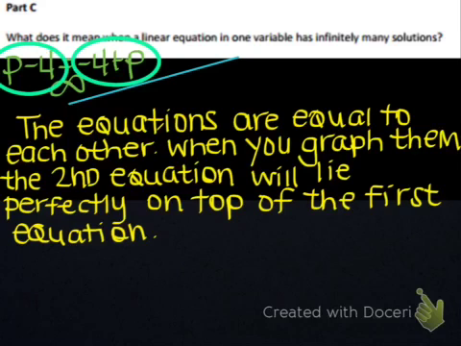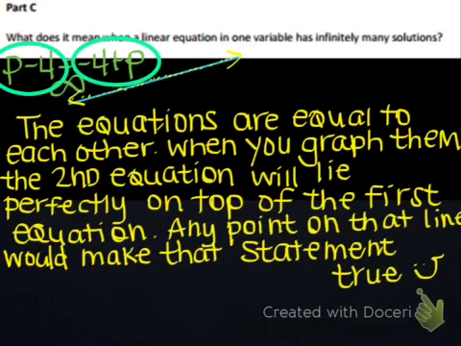And also, I could add to that the reason there's infinitely many solutions is because any point that falls on that line in either direction is an answer that would make the statement true. So go ahead and get that down, and like I said, you can never have too much writing. This is a lot of writing for math, but this is what they're looking for.